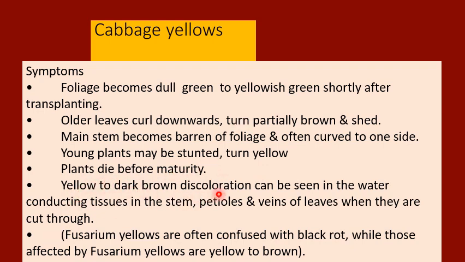Yellow to dark brown discoloration can be seen in the water conducting tissues in the stem, petioles and veins of the leaves when they are cut through. Sometimes Fusarium yellows is often confused with black rot. Actually, in Fusarium yellows, yellow to brown discoloration can be seen in the leaves.